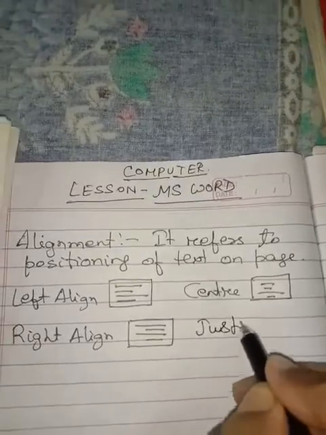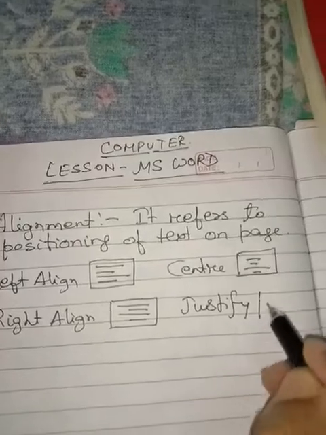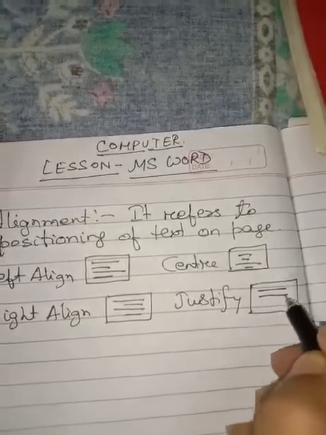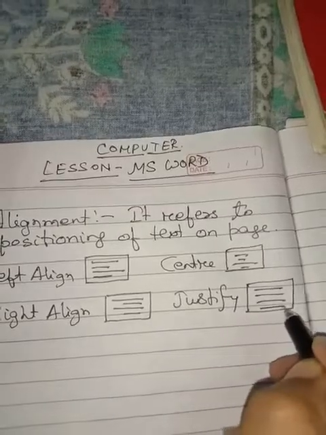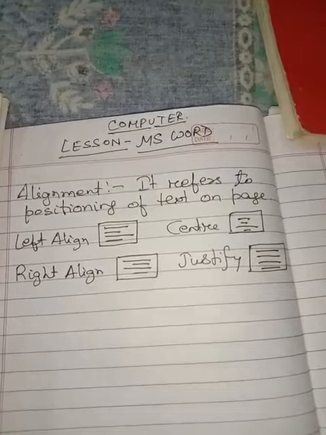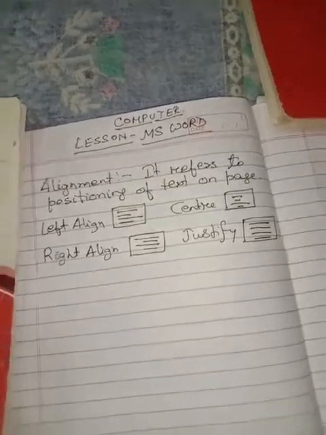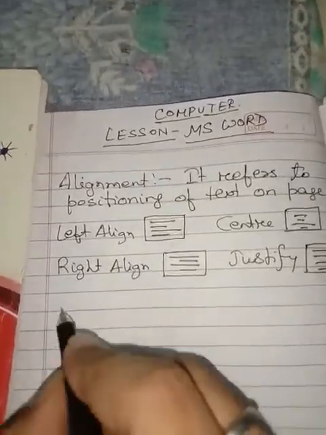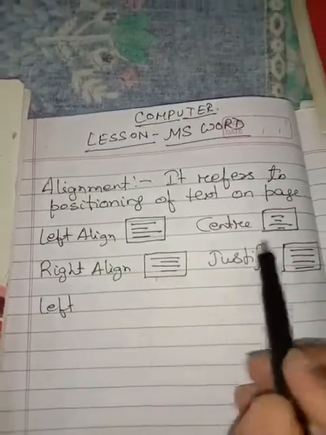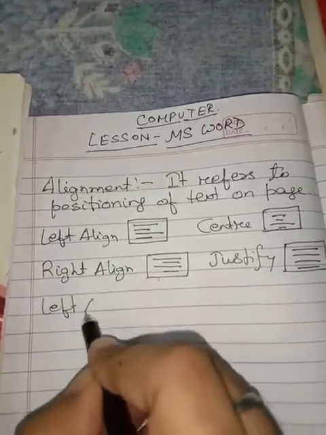So these are the four different types of alignment: left align, right align, center and justify. These are the icons of the four different alignments. We begin with left align.